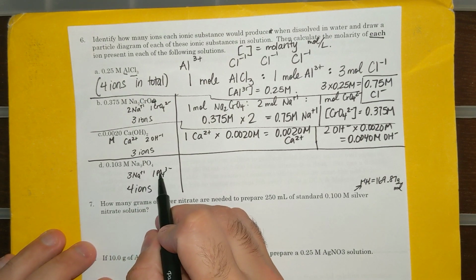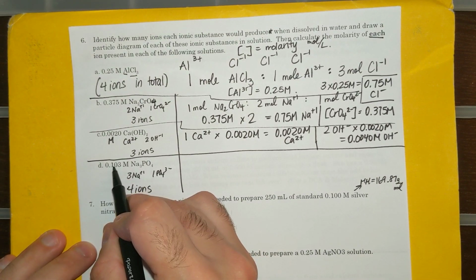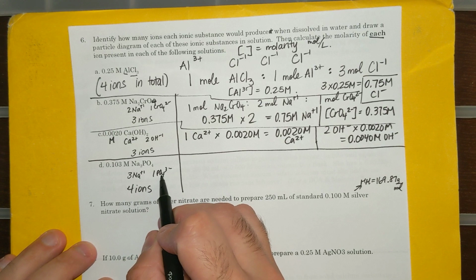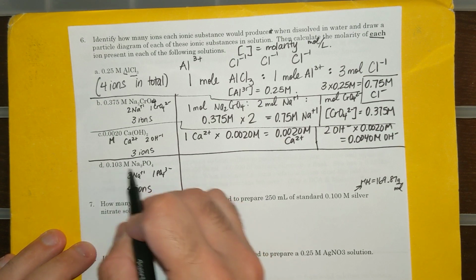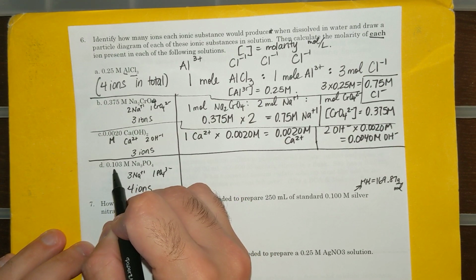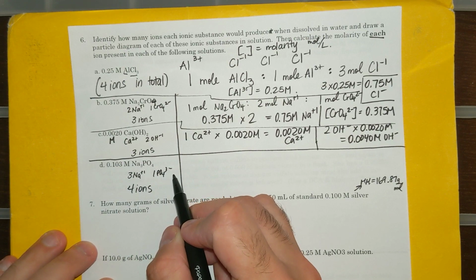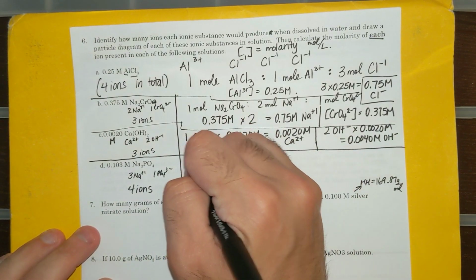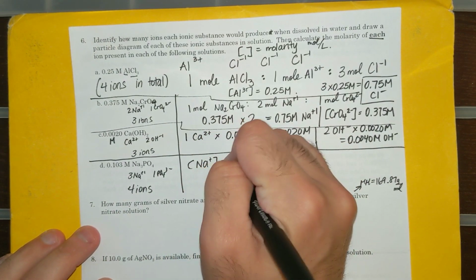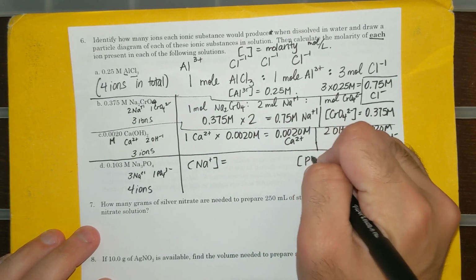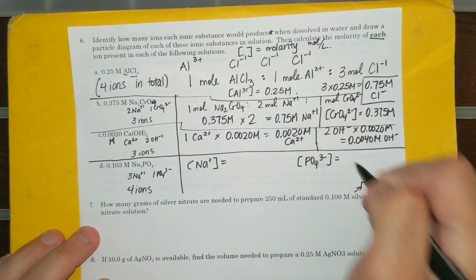All right, so a little bit longer video, but use this as an example to try and do letter D. There are 3 sodium ions. What am I doing with that 3 and 0.103? And there is 1 PO4 ion. What am I doing with that 1 and the concentration of 0.103 to get the concentration of PO4 ion? All right, so I'm going to leave this up to you. What is the concentration of Na plus? And what is the concentration of PO4 3 minus?